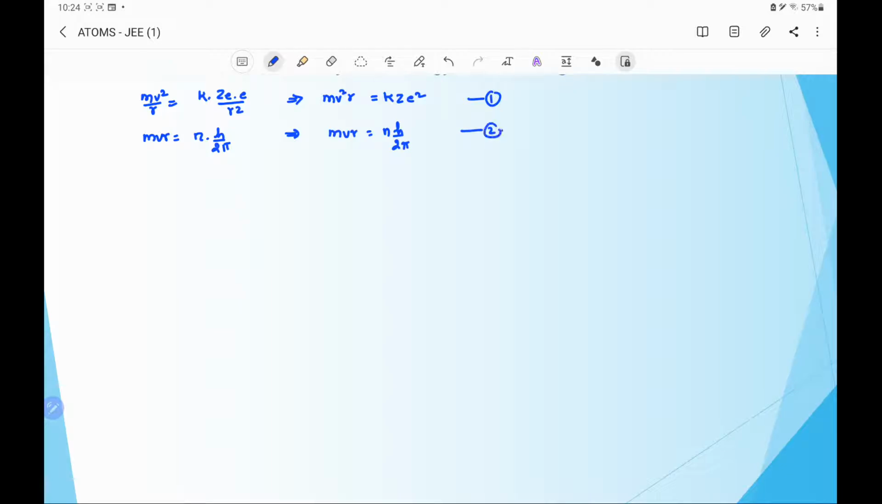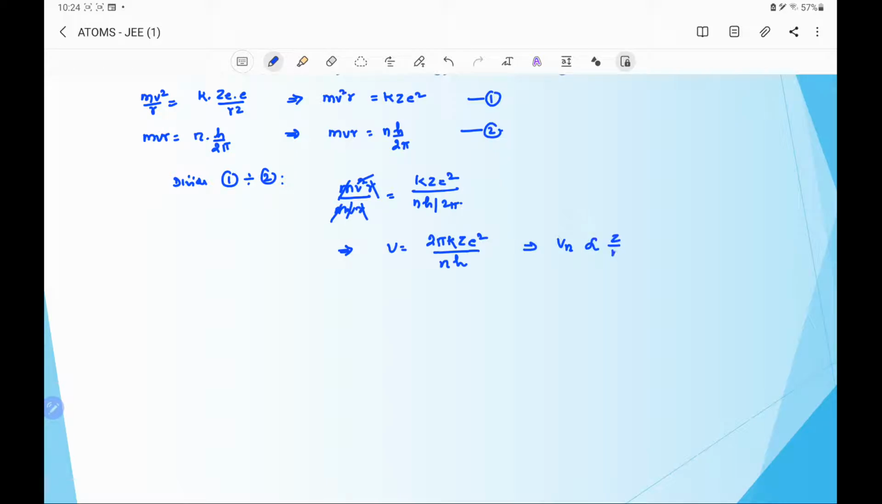Now to find the velocity, we divide equation 1 by 2. We get mv square r by mvr equal to kze square by n into h by 2 pi. Here m gets cancelled, r also gets cancelled, and one of the v gets cancelled. So we have v equal to 2 pi k ze square by nh. This implies that v, the velocity of the electron in the nth orbit, is proportional to Z by n.